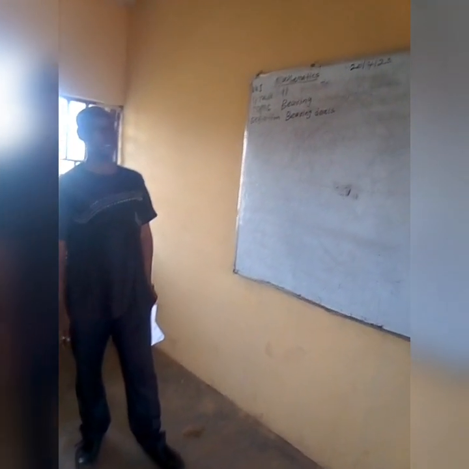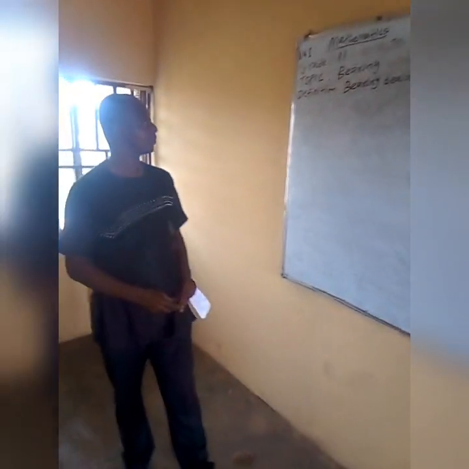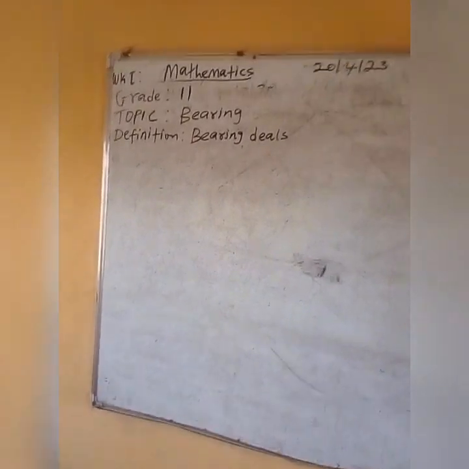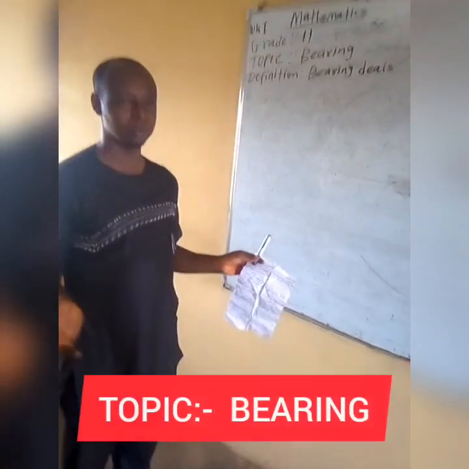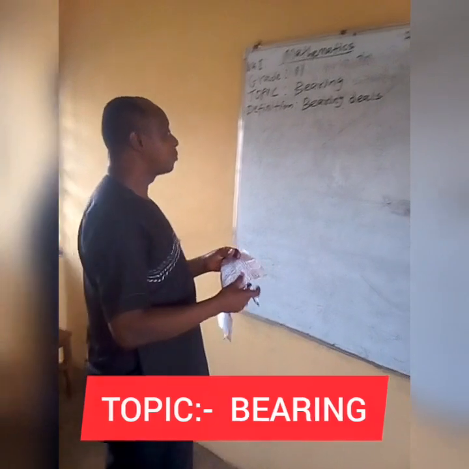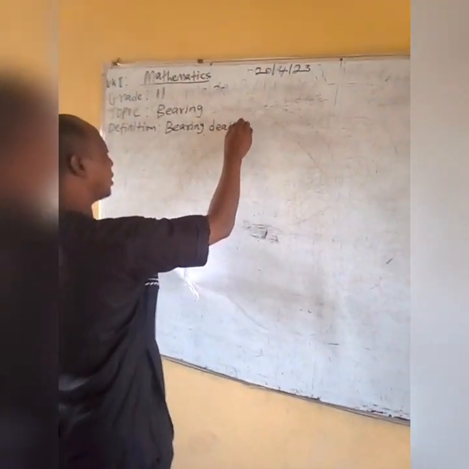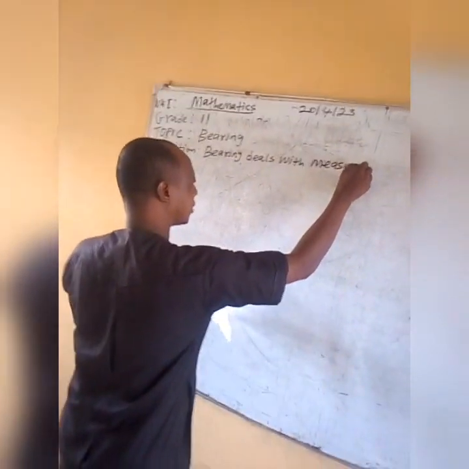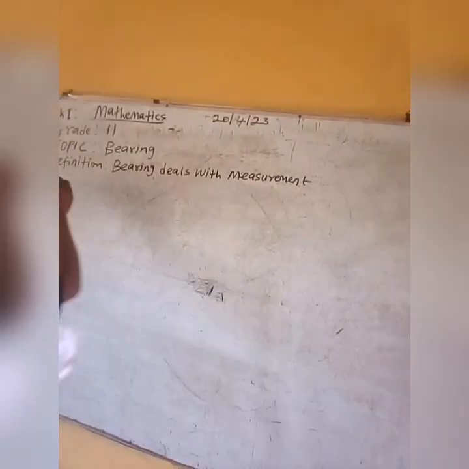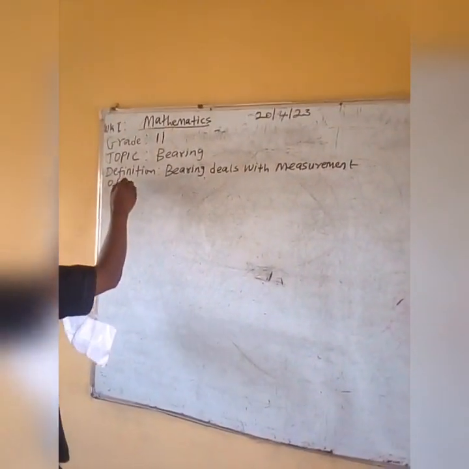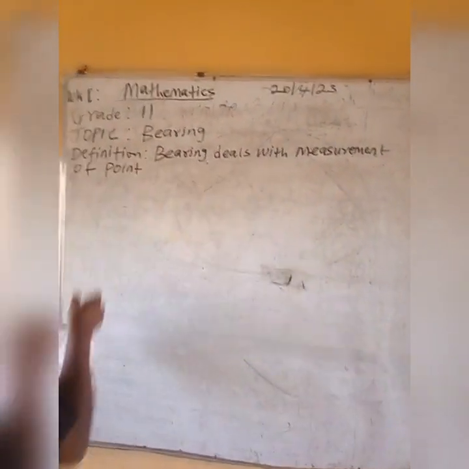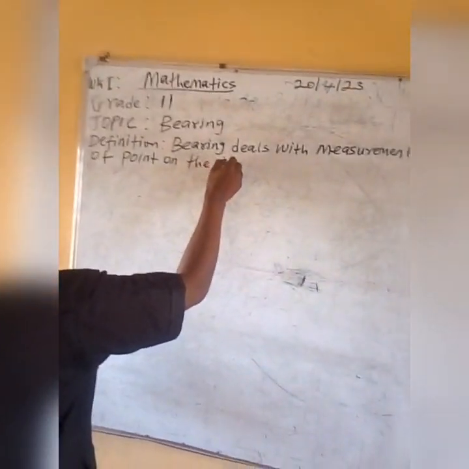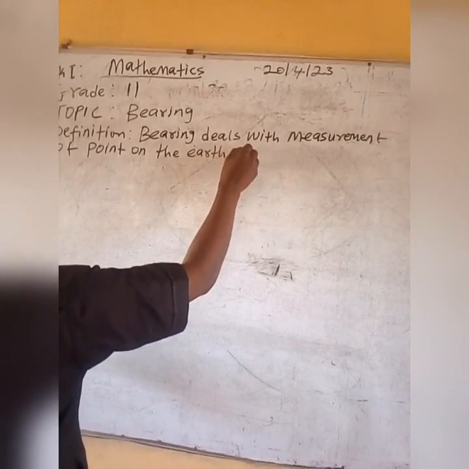What we have now is mathematics for grade 11. Our topic is bearing. Bearing is all about direction. All about what? Direction. Now, bearing deals with measurement of points on the Earth's surface.